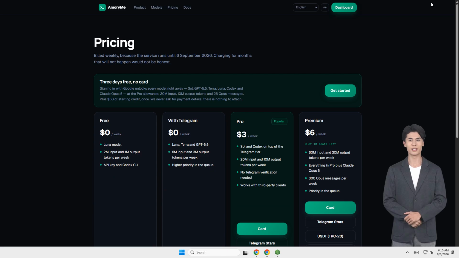The free plan includes Luna, web chat, and image generation and chat. Its weekly limit is 2 million input tokens and million output tokens.